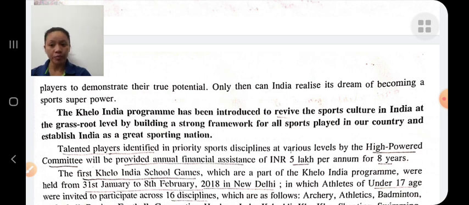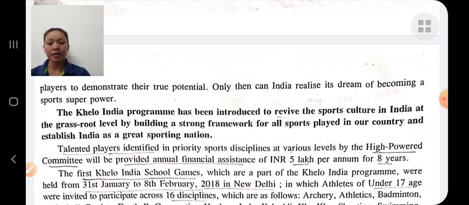Okay, the Khelo India program is introduced to revive the sports culture in India at the grassroots level, to improve sports at the base level. If sports is improved at the grassroots level, by building a strong framework for all the sports played in our country, it helps to establish India as a great sports nation.